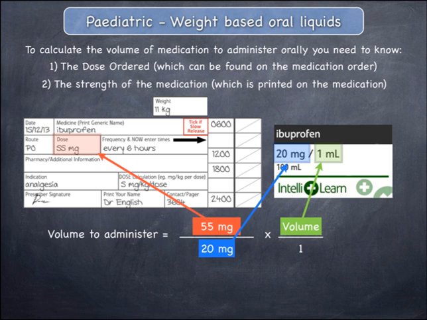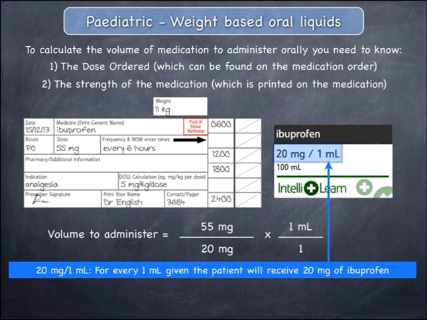The volume can also be found in the concentration of the medication. It is a numerical value after the / sign and always specified in mils. In this case, it is 1 mil. The required calculation is shown. Before actually calculating the volume to administer, it is good practice to estimate the answer. You can do this by considering the dose required and the concentration of medication.